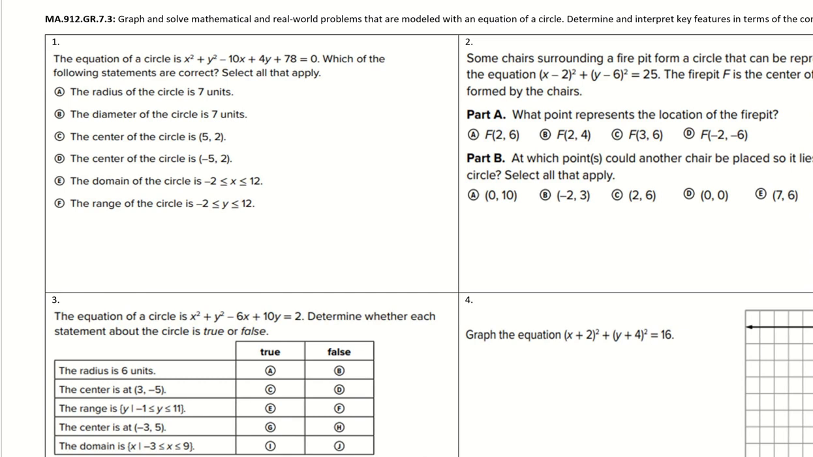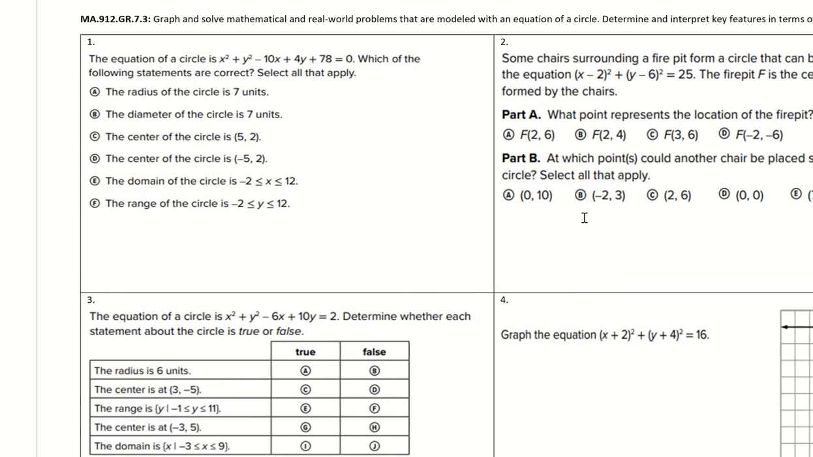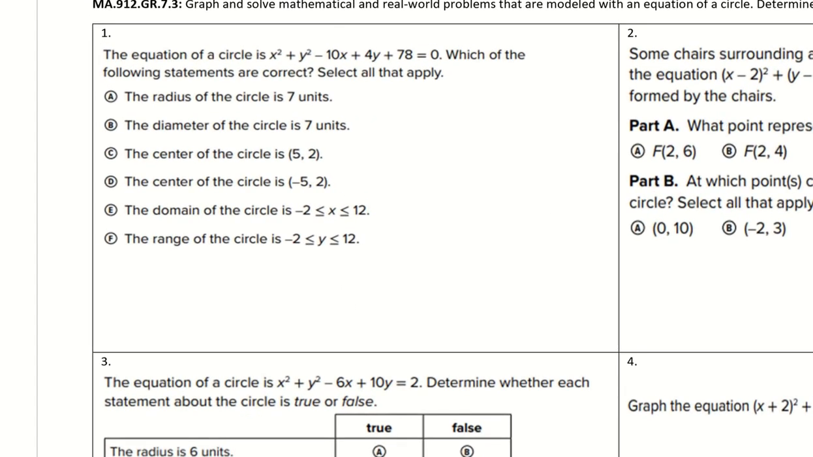So 7.3, graph and solve mathematical and real world problems modeled with the equation of a circle. Determine and interpret key features in terms of the context. All right, so more equations of circles essentially. So the equation of a circle is given. Which of the following statements are correct?